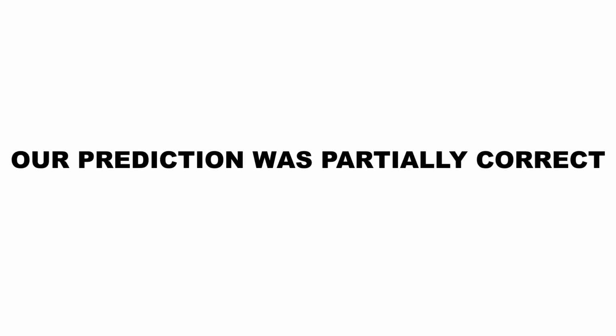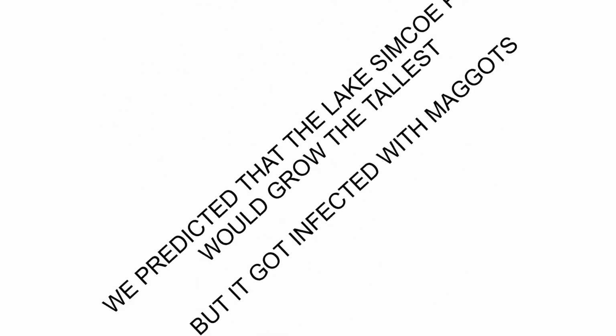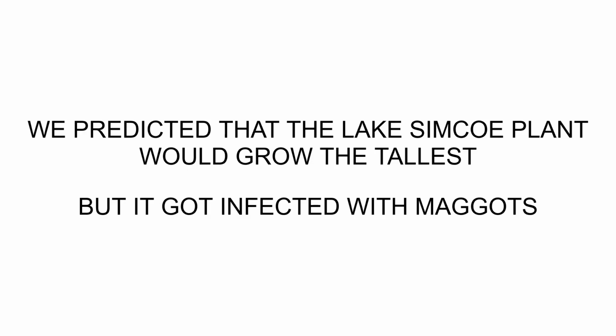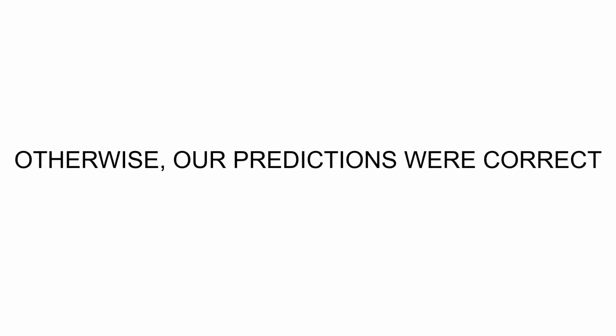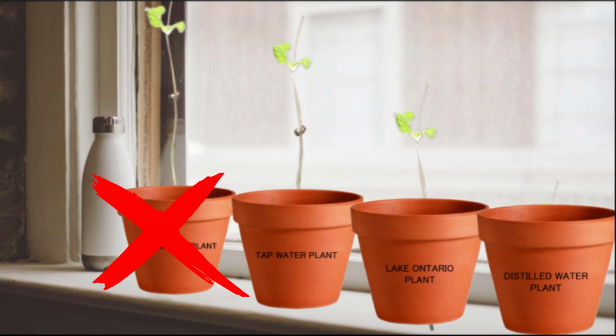Our prediction was partially correct. The only part of our prediction that was incorrect was about the Lake Simcoe water plant. We predicted that the Lake Simcoe plant would grow the tallest, but in reality, the Lake Simcoe plant became infested with maggots and did not grow at all. Otherwise, our predictions were correct. The tap water plant grew the tallest of the remaining 3, followed closely by the Lake Ontario water plant, then followed by the very stunted distilled water plant.